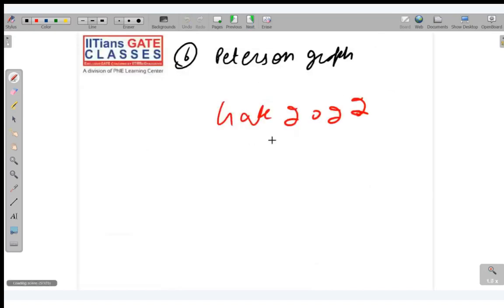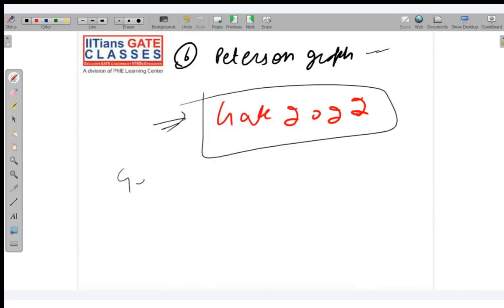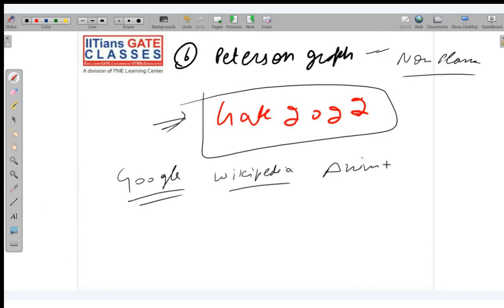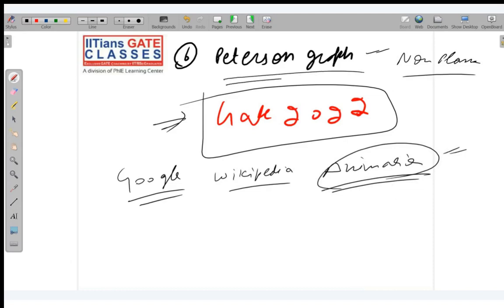Okay, Petersen graph. This came in GATE 2022. You can Google why it is non-planar, and on Wikipedia you will find a very beautiful animation showing it. If I try to make it here, it will simply waste our time. You can see the animation and get clarity on why it is non-planar. This software is not supporting animation, otherwise I would have shown you here itself. No need to worry, you just have to remember it is non-planar, and this question has been asked in GATE 2022.